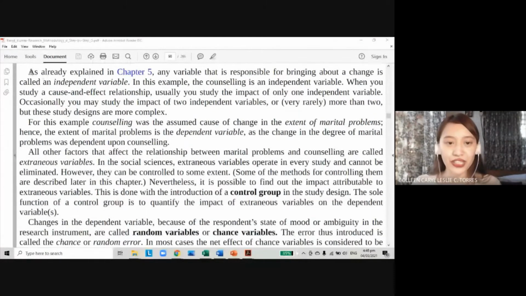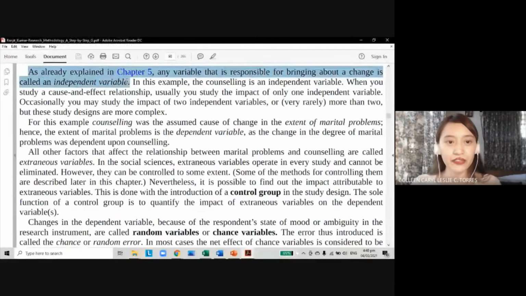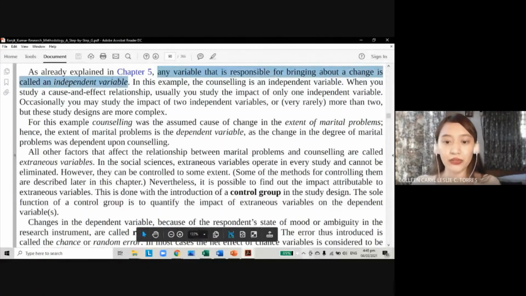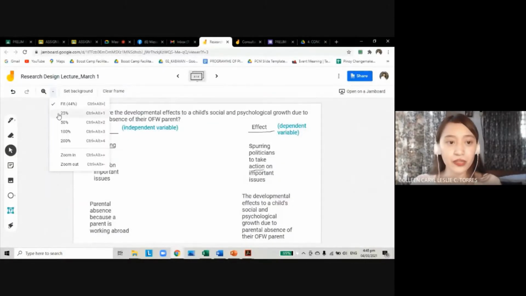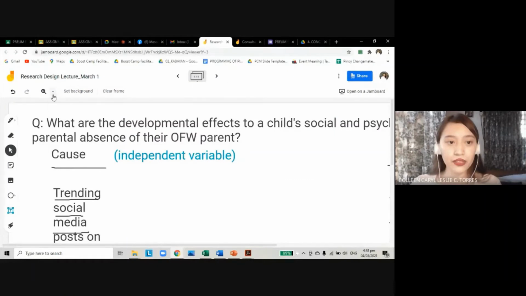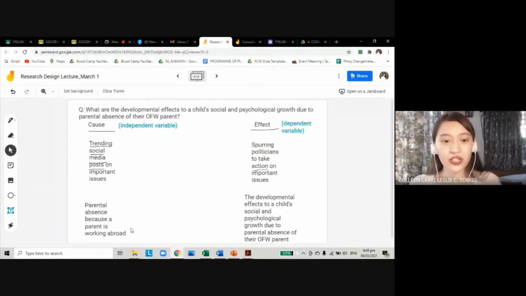I hope my screen is visible to everybody. So any variable that is responsible for bringing about a change is called an independent variable. So in the case of the example earlier, we saw that what is causing a change in a child's social and psychological growth is the presence of their parent. So apparently, a child's social and psychological growth is dependent on their parents, on the presence of their parents.